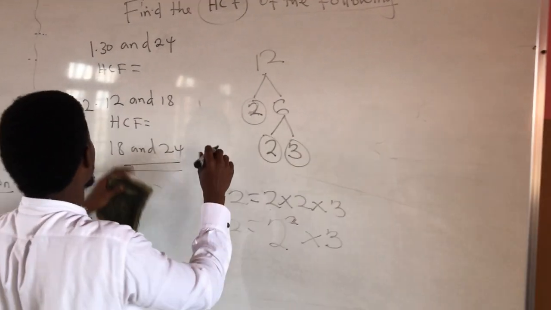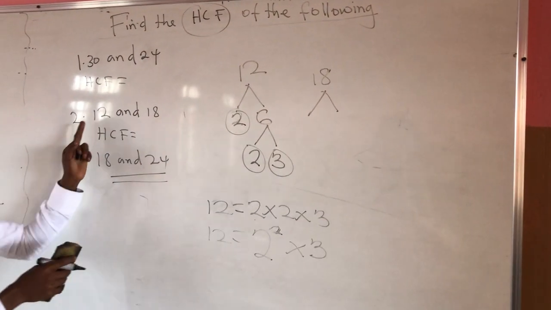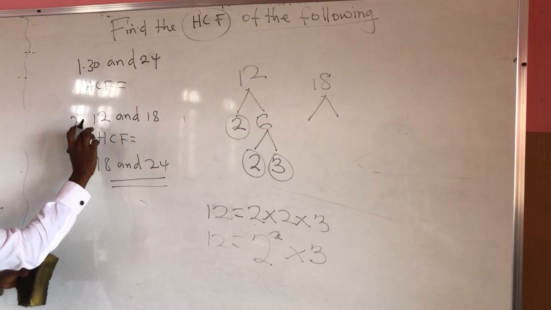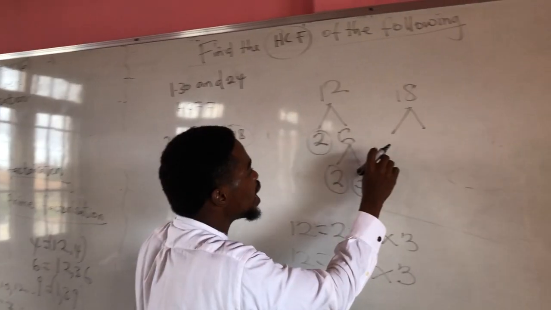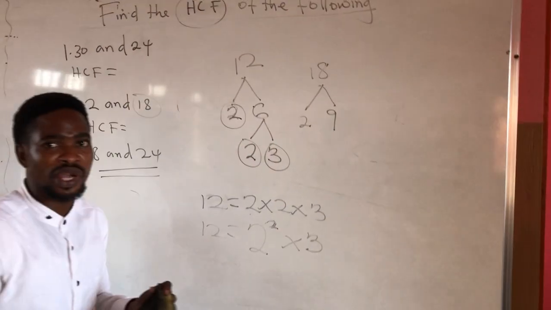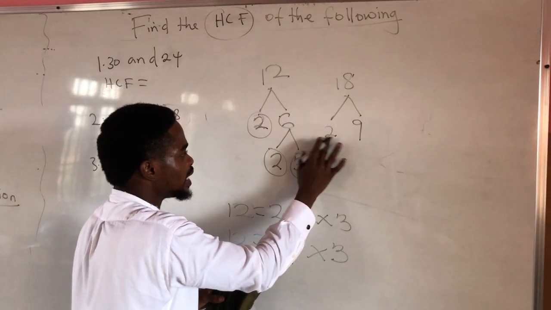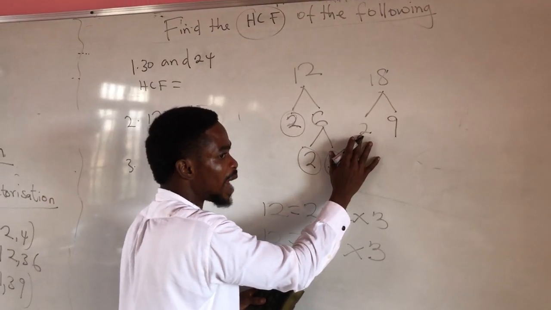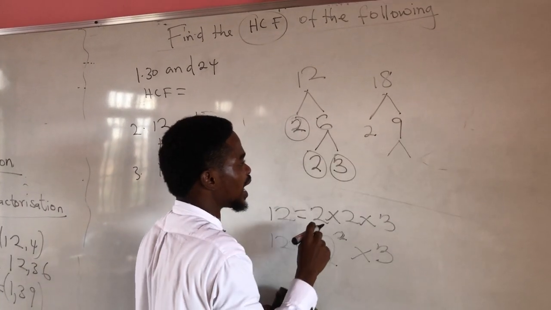Now I come here, my last number is 18. The next one, we are looking for the HCF for 12 and 18, so I am going to solve 18. So 18 is 2 times 9. I cannot break the 2 down. This is the last stop for 2. But as for 9, I can continue with 9.